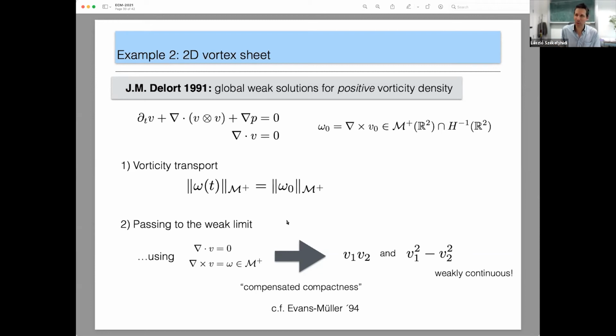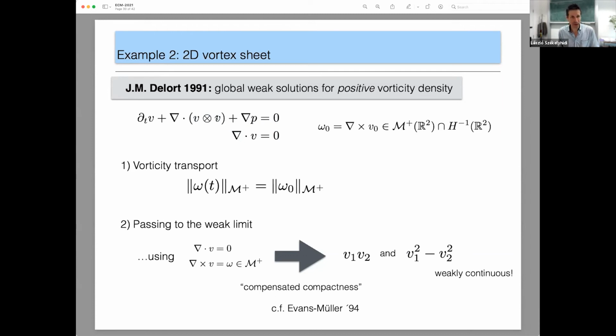and that allowed Delort to pass to the weak limit. Although here it's not a compact embedding, it was a much more complicated proof relying on compensated compactness, which I will mention briefly later in a slightly different context. So Delort realized that even though we don't know if v squared is converging, like in Leray's case, the key point is that if you remove the trace from this v tensor v, you can put it on the pressure, and the traceless part consists of these two components.